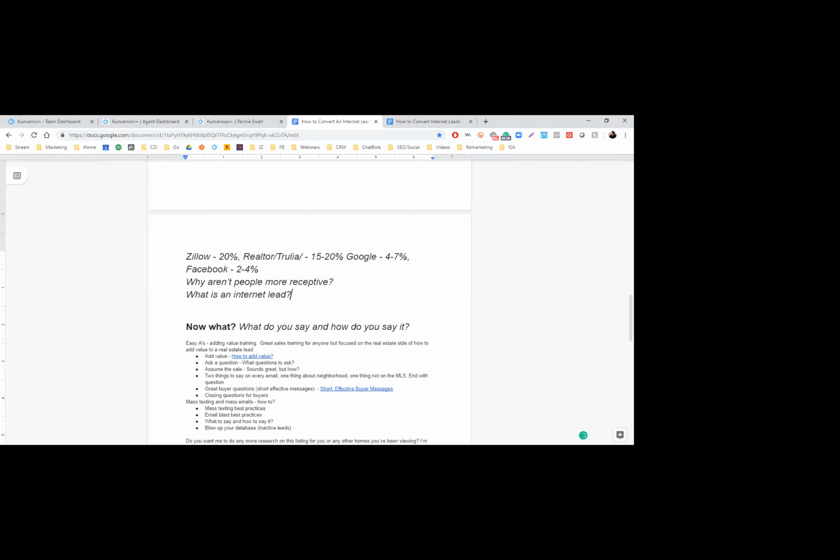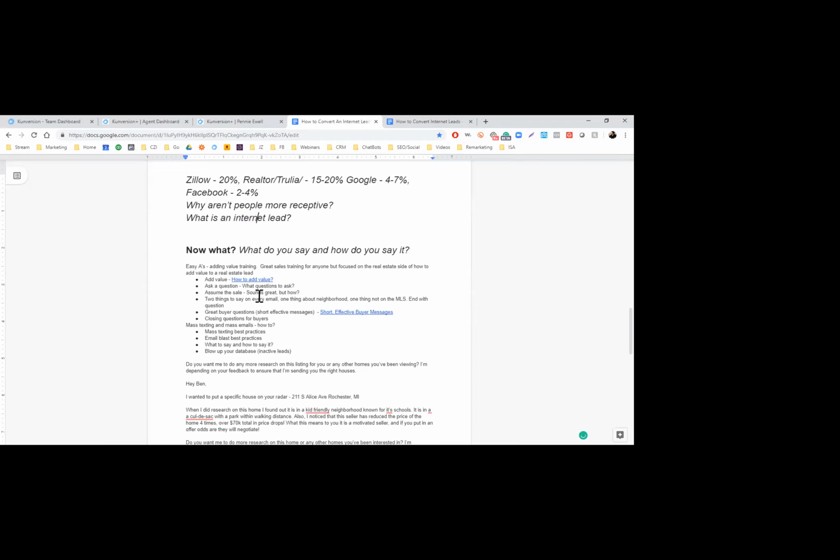And I know we're getting into the sales part of this, but I think this is really important when you're talking to people. So what is an internet lead? I always like to define this with my clients. And to me, an internet lead is an opportunity to have a conversation. That's it. An internet lead is an opportunity to have a conversation. So you need to know how to have a conversation, right? You need to know how to add value.